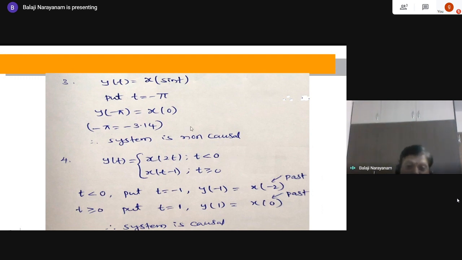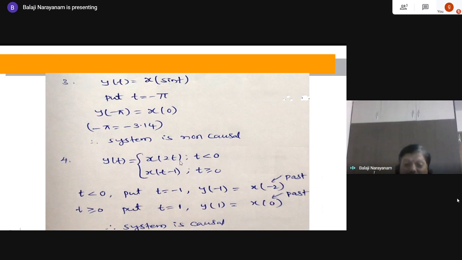So your output is dependent. Here this is a negative one. That means your output is dependent on the future values. X of 0 is again a future value, and hence you may say that the system is non-causal. Now, take the case where you observe that the time conditions are given.